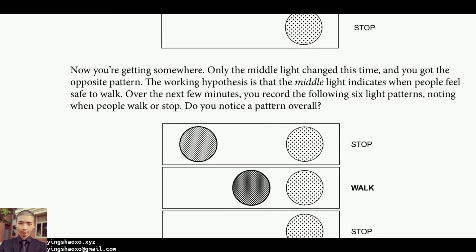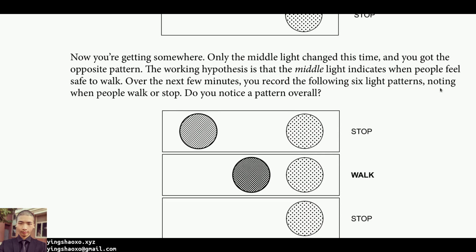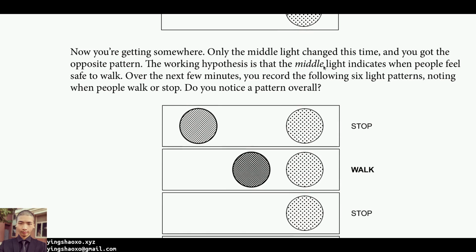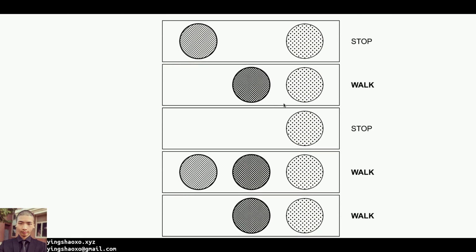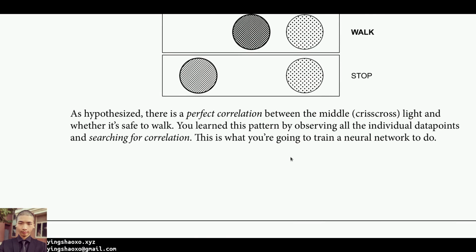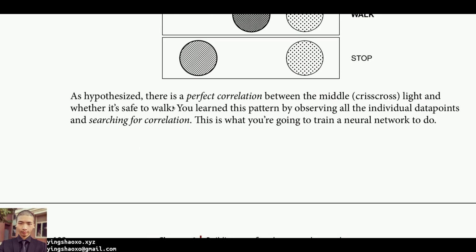Over the next few minutes, you record the following 6 light patterns. Nothing else matters when people walk or stop. Do you notice a pattern overall? So if I was that man, I would say, okay, I'll just walk when others start to walk. I won't consider that much. As hypothesized, there is a perfect correlation between the middle light and whether it's safe to walk. You learn this pattern by observing all the individual data points and searching for correlation. This is what you are going to train a neural network to do.